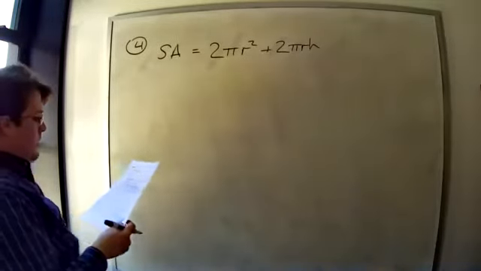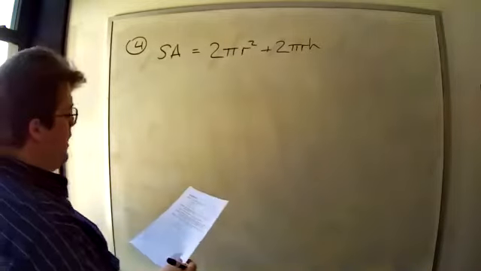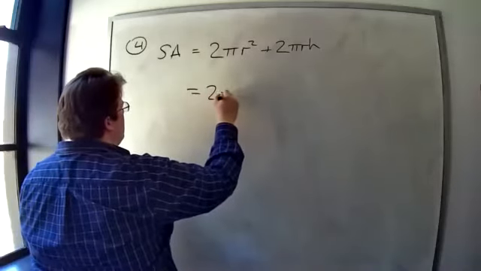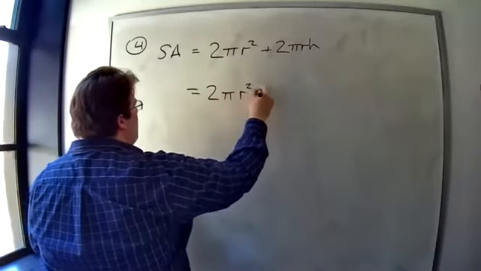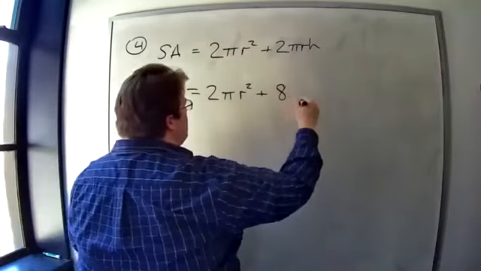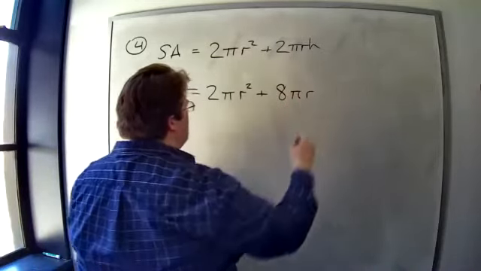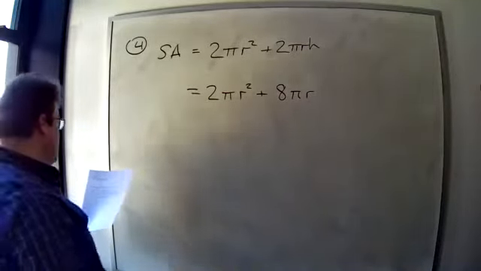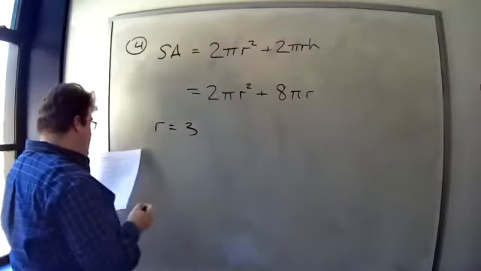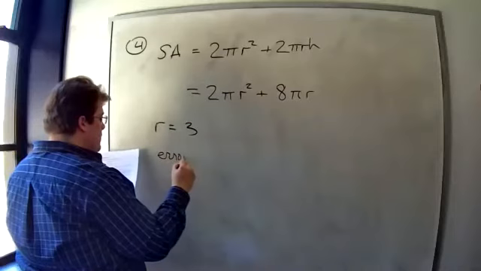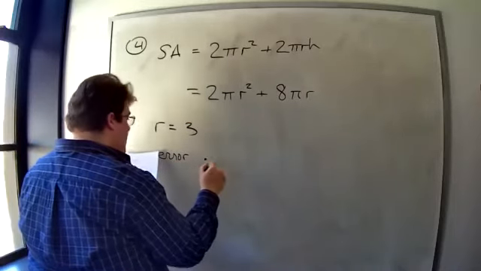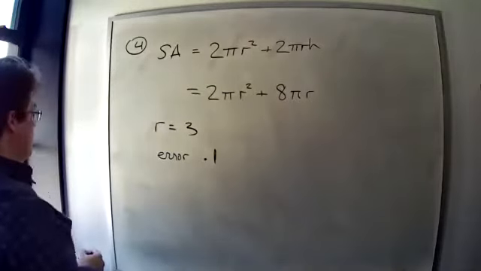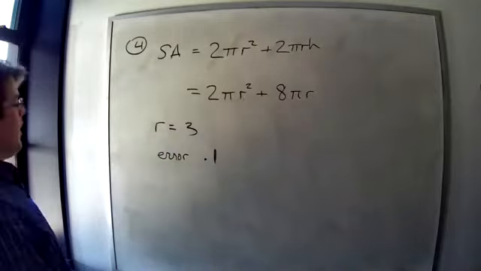What does this problem tell us? Well, this problem tells us the height is always 4. If the height's always 4, you can substitute 4 there and get rid of one of our variables. Let h equal 4, that makes it 8 pi r. And this says the radius is 3 inches with an error of at most 0.1 inch. Differentials will take the largest error and use that in the approximation.